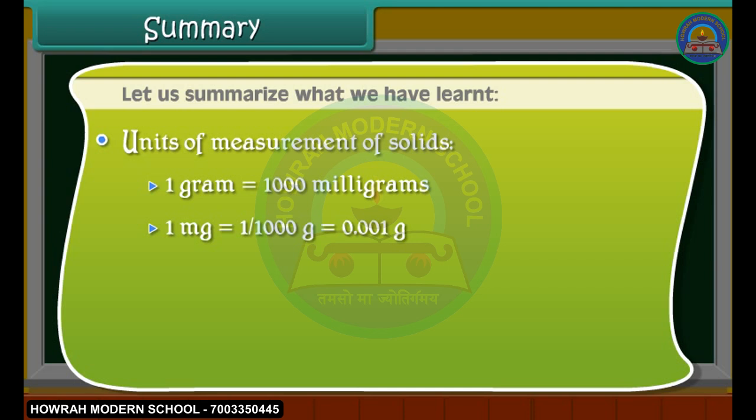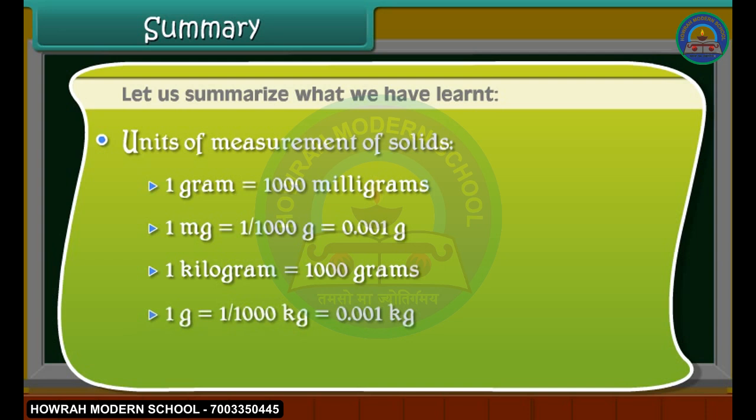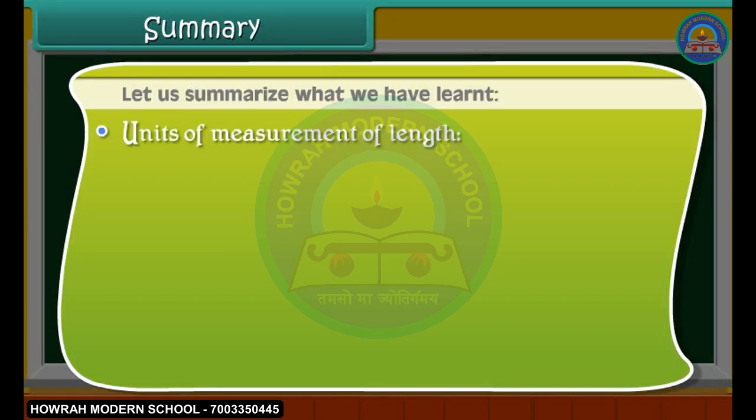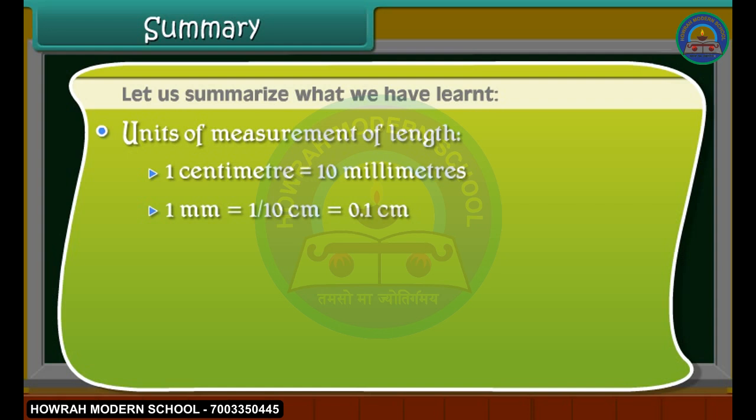That is equal to 0.001 gram. 1 kilogram is equal to 1000 grams. 1 gram is equal to 1 by 1000 kg. That is equal to 0.001 kg. Units of measurement of length. 1 centimeter is equal to 10 millimeters. 1 millimeter is equal to 1 by 10 centimeter. That is equal to 0.1 centimeter.